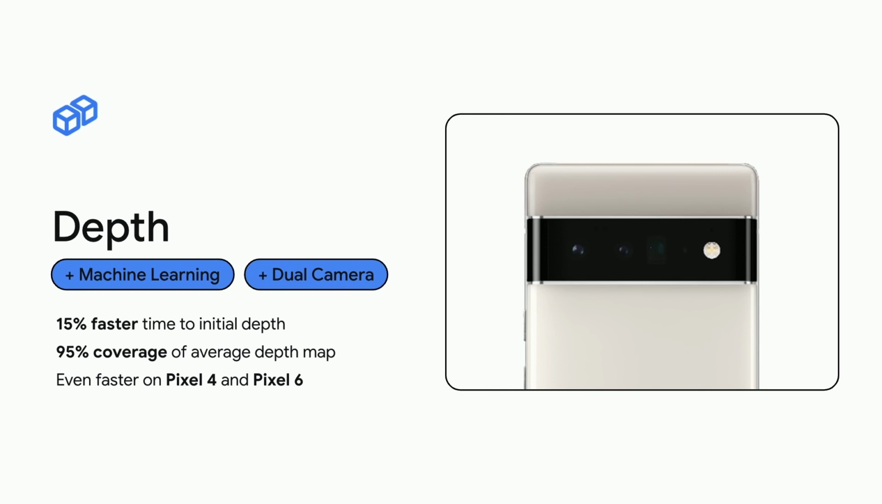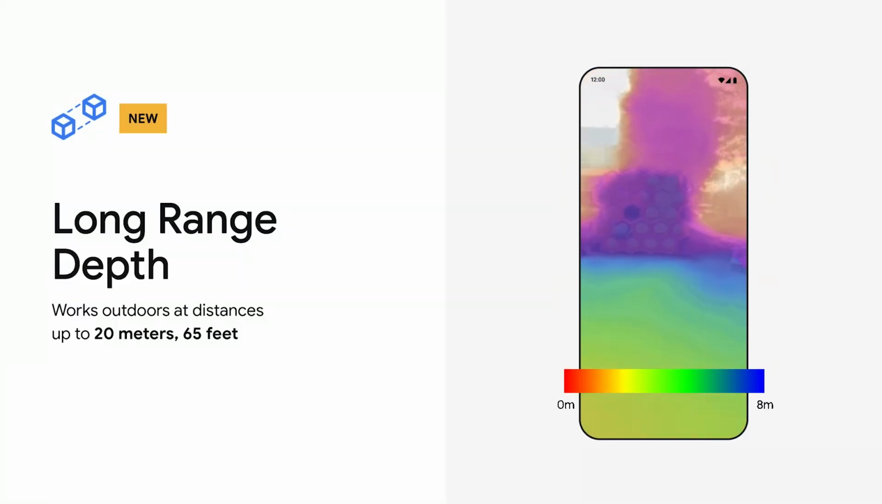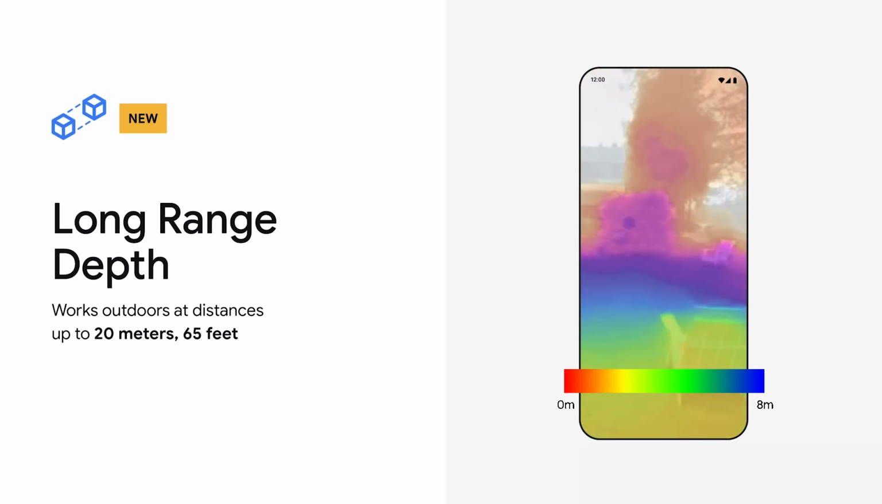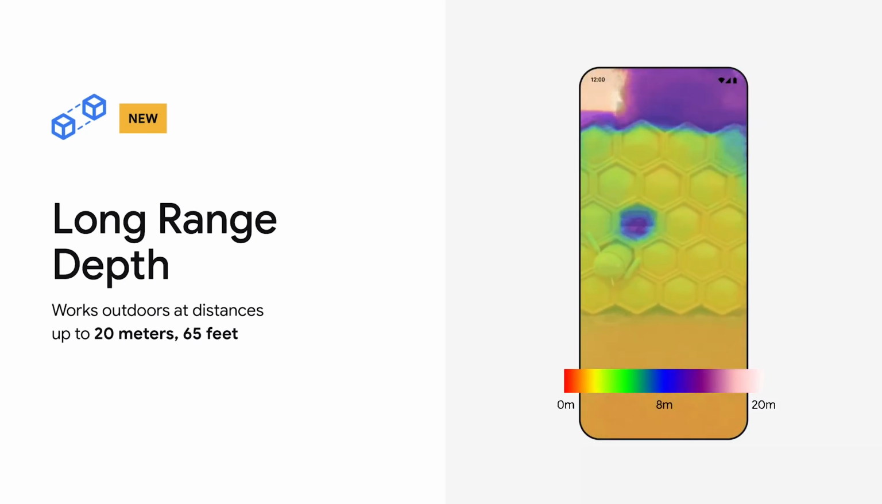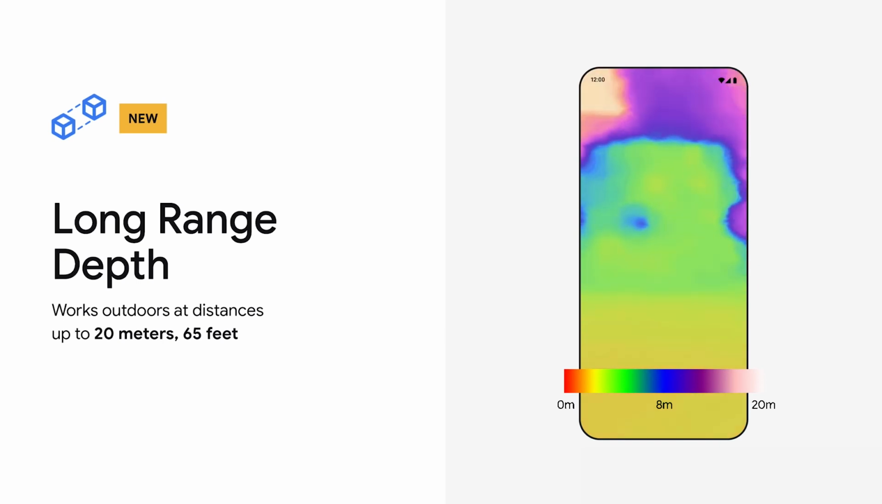It only needs to run for a little bit at the startup, so this has a minimal effect on battery life. This is currently rolling out for Pixel 4 and Pixel 6. And I'm excited to announce that we have just released long-range depth, which is available now. With long-range depth, depth can be detected up to a range of 20 meters or 65 feet.